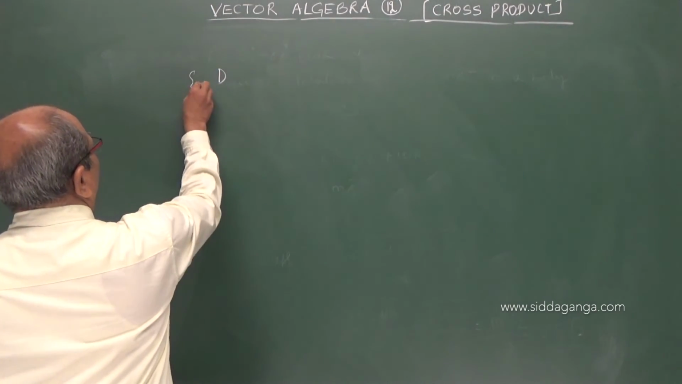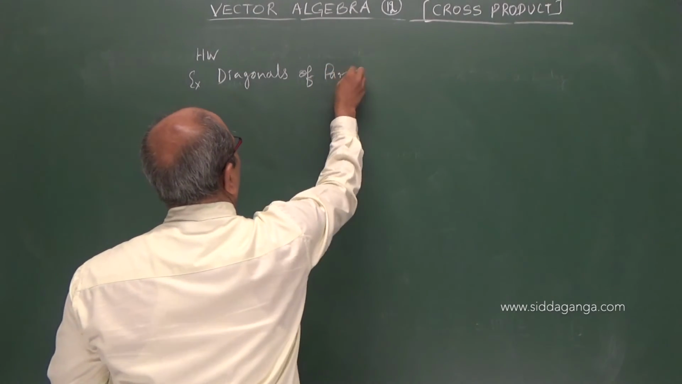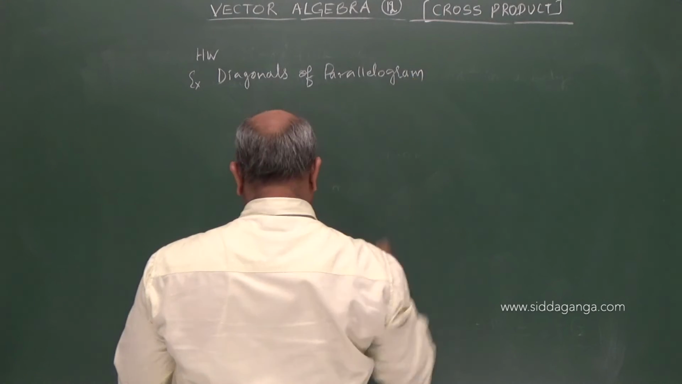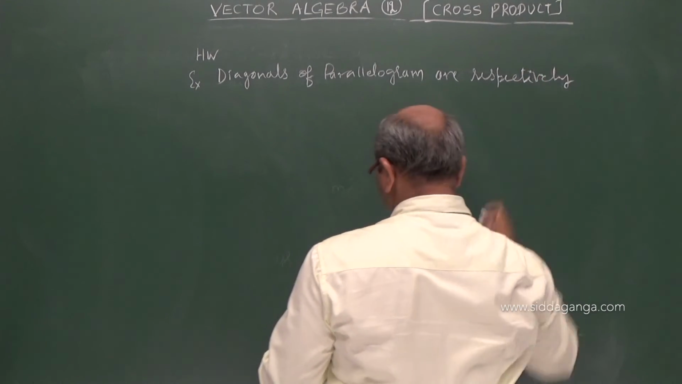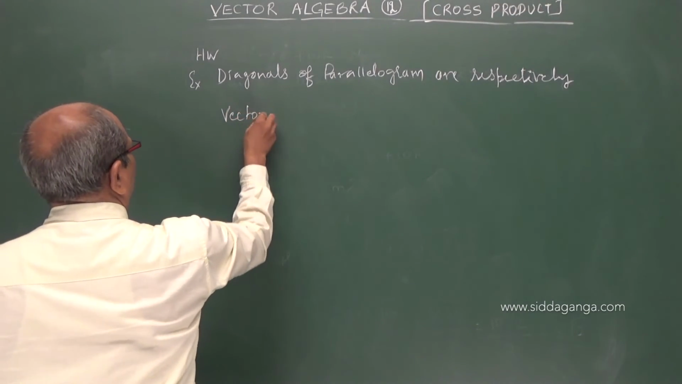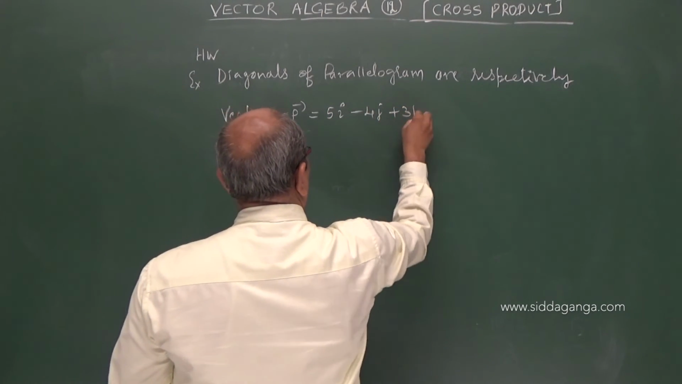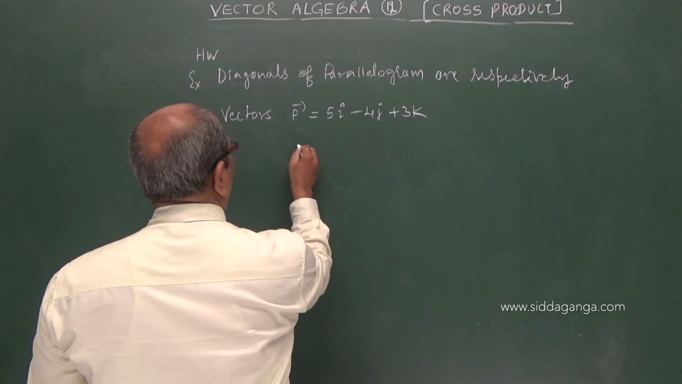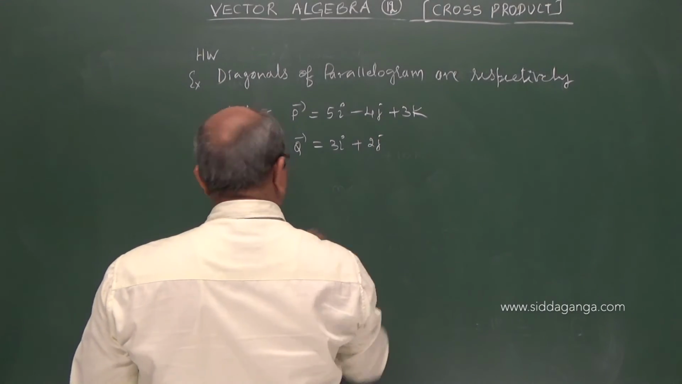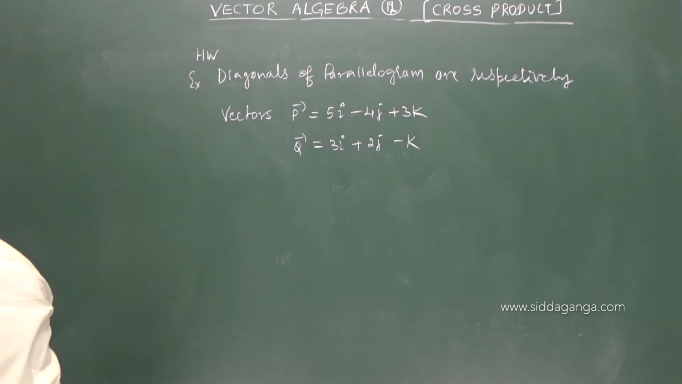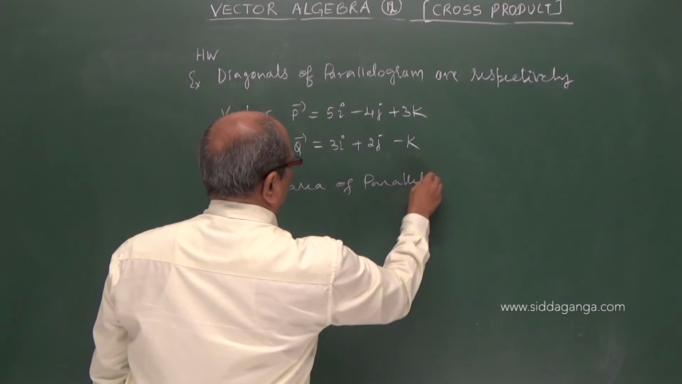Diagonals of the parallelogram are respectively vectors P equal to 5i minus 4j plus 3k and vector Q equal to 3i plus 2j minus k. Find the area of the parallelogram.